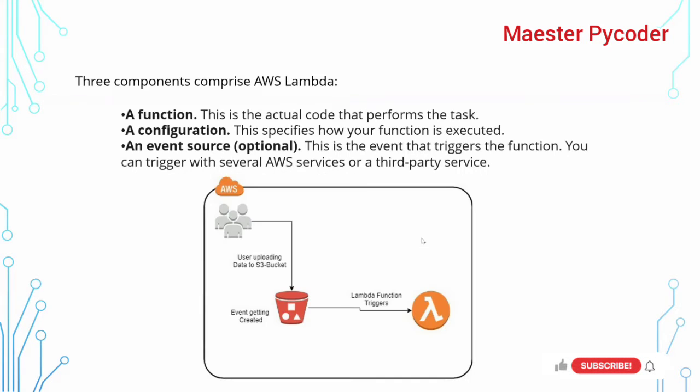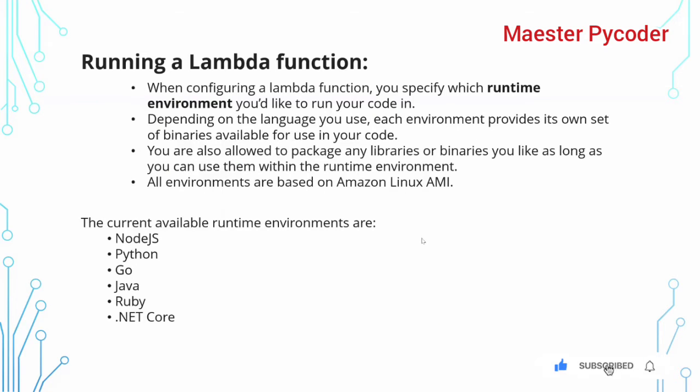3 components comprise AWS Lambda. A function. This is the actual code that performs the task. A configuration. This specifies how your function is executed. An event source. This is the event that triggers the function. You can trigger with several AWS services or a third-party service. When you specify an event source, your function is invoked when an event from that source occurs.